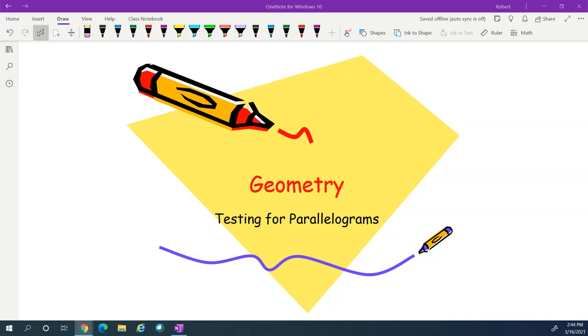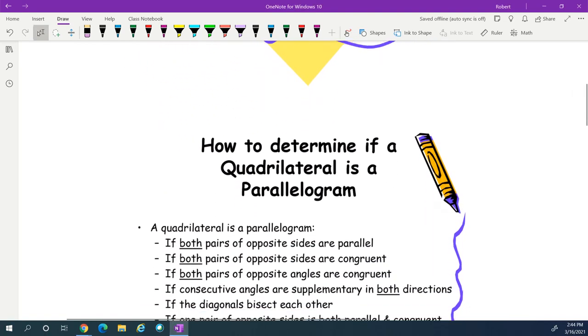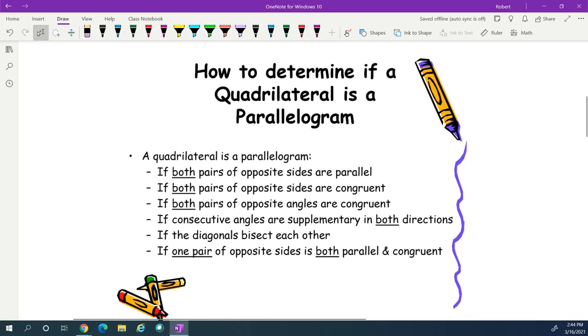So in the previous section, we learned the 5 properties of a parallelogram. In this section, we want to identify if the shape we're working with is a parallelogram. So basically, we're just going to test or confirm whether those properties exist in the shape that we're working on. So how can we determine if a quadrilateral is a parallelogram?